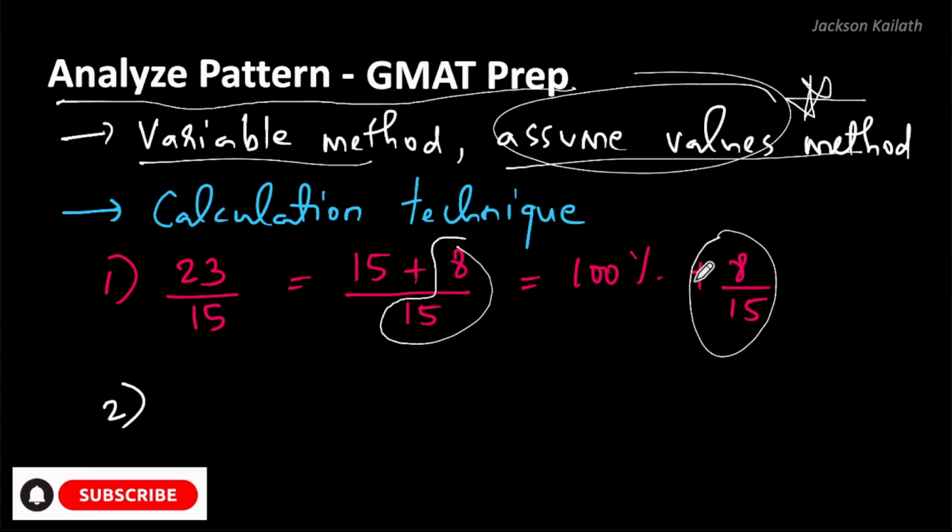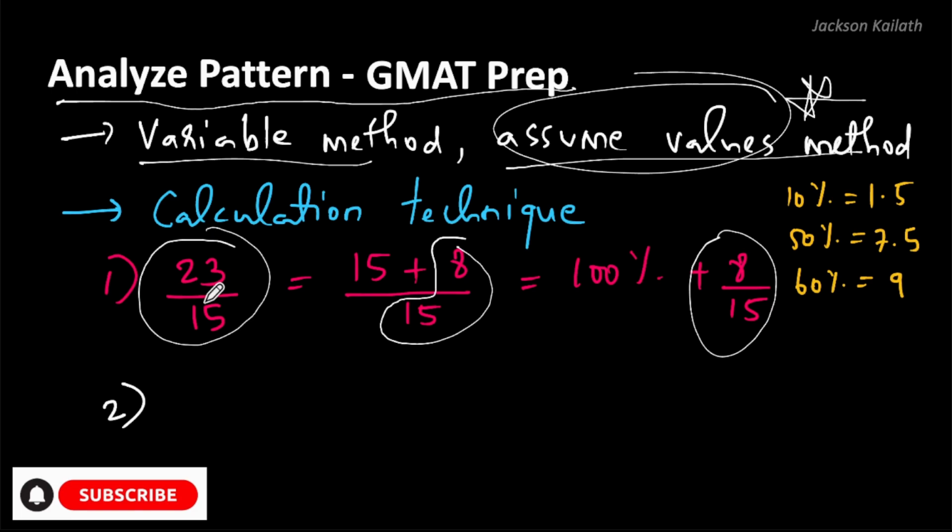And then we have seen how you can approximate this, right? So 10% of 15 is 1.5. 50% of 15 is 7.5, 60% is 9. So this over here is between 50 and 60%. So 23 by 15 is between 150 and 160%, or in terms of value, it will be between 1.5 and 1.6. So that's the first calculation technique that we discussed. Now, what's the second one? Let's take a look at that.